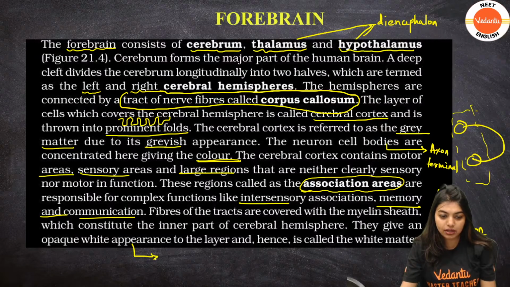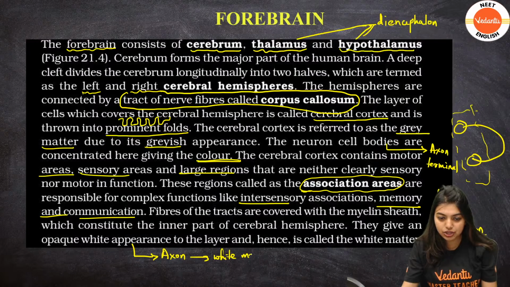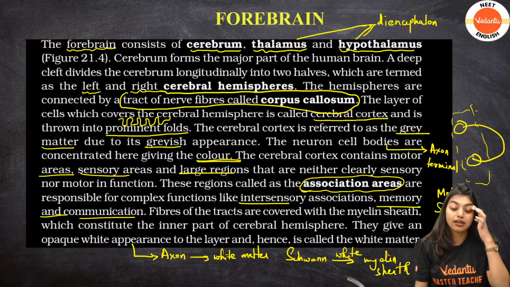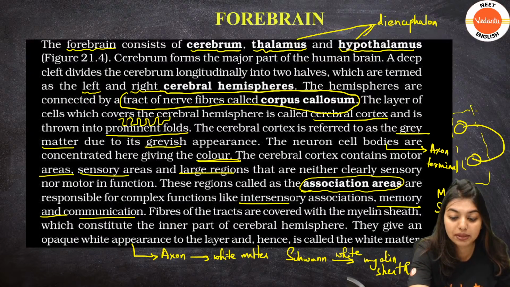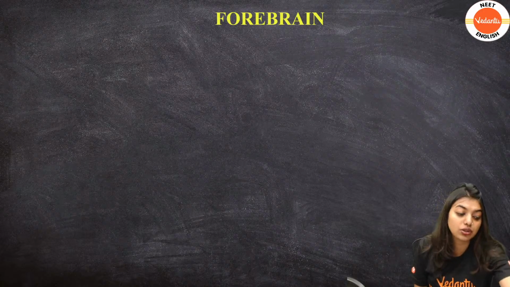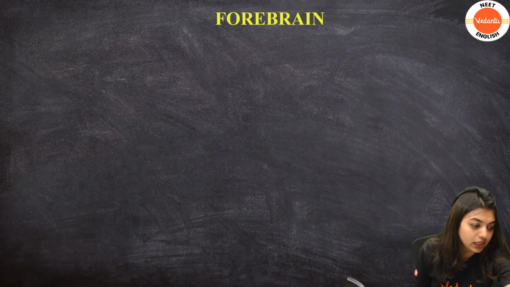So wherever axon is present, it will be the white matter, right? Because we have myelin sheath. If you remember yesterday's class, Schwann cells will secrete myelin sheath which are white in color, right? Okay, this is what they have mentioned in your NCERT. So students, what is the best part of this class? You will also learn the extra information, and you will also learn what is there in NCERT.